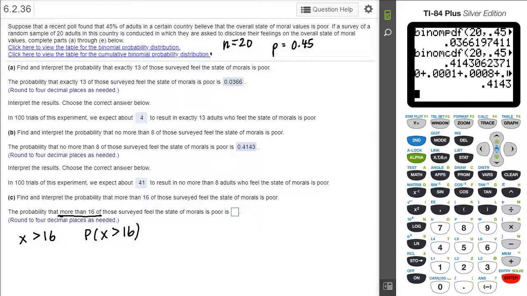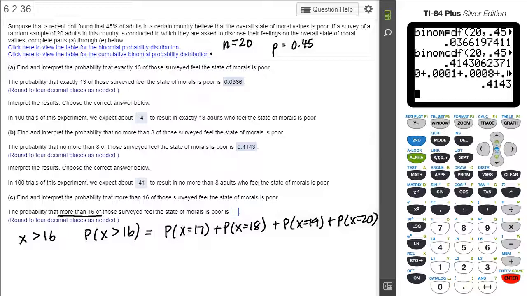And again, you have choices. If x is greater than 16, this is the probability that x is 17 or 18 or 19 or 20, because there's 20 in our sample. So we have these 4 cases.